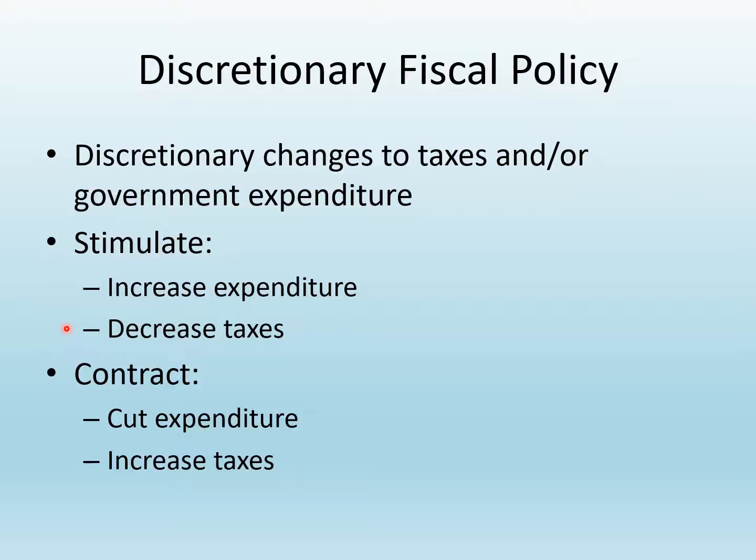Decrease in taxes, you have more money in your pocket, of course, you would spend more. So those two policy options would result in stimulatory policy. Government could go for contractionary fiscal policy, so it could cut expenditure and it could increase taxes.